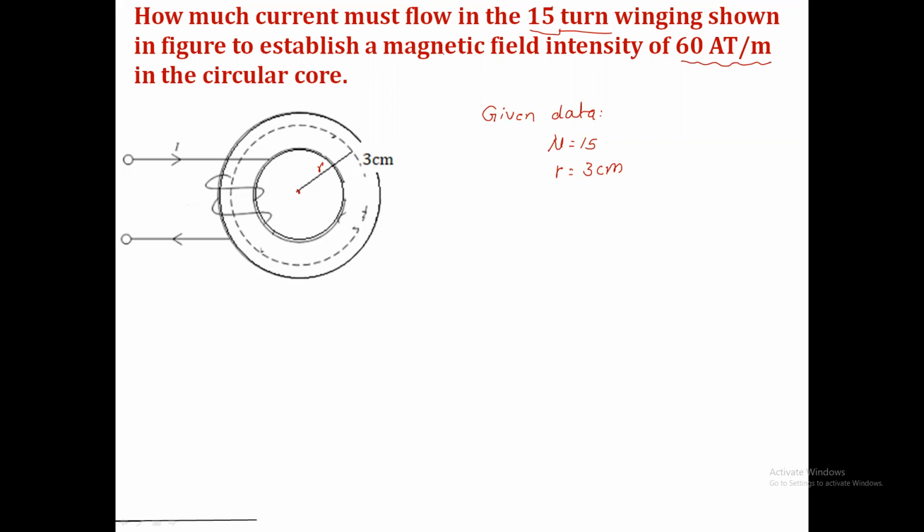What is given is H. And here they have not written magnetic field strength, but as you know another name of magnetic field strength is magnetic field intensity. Is it right? It means the value of H is given, and that is nothing but 60 ampere turn per meter, or sometimes it may also be written as ampere per meter. Okay, and what do we have to calculate here? Current. That current we have to calculate.